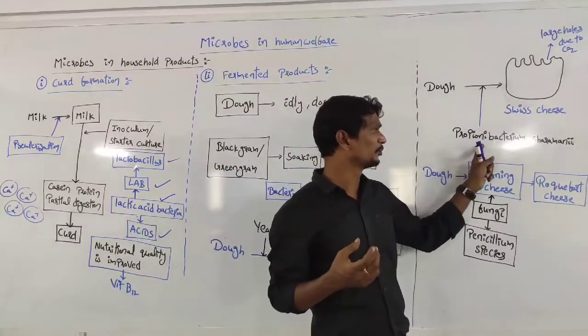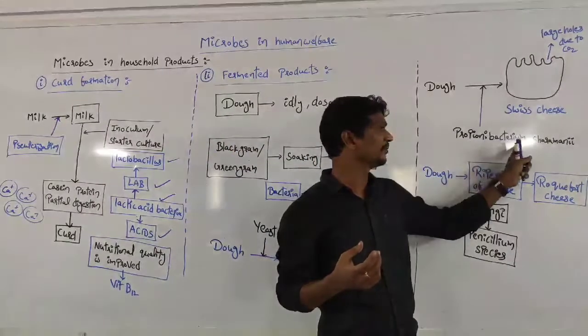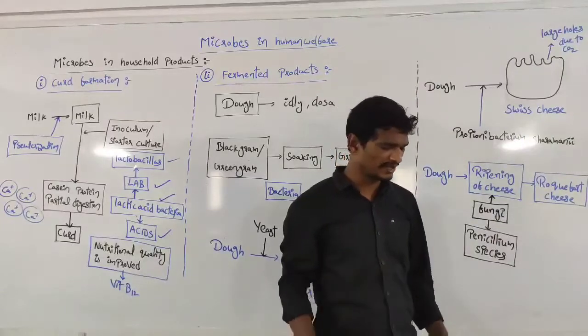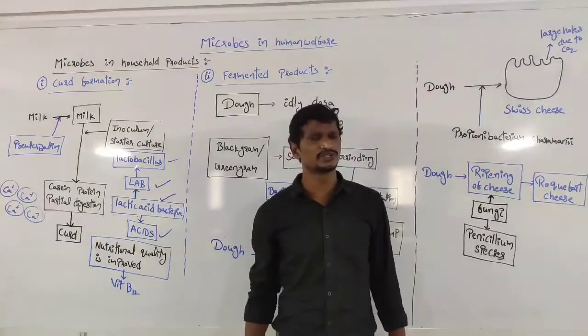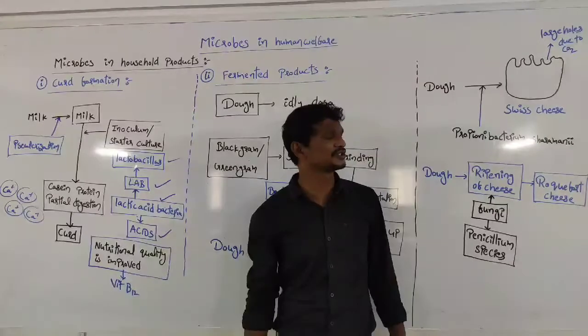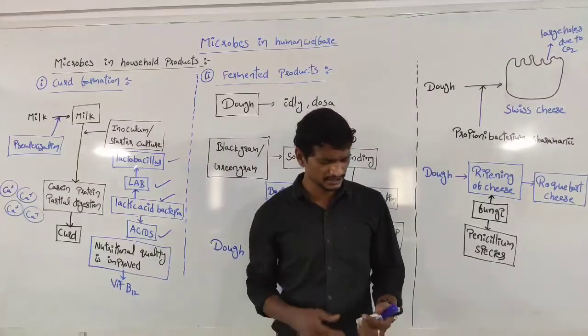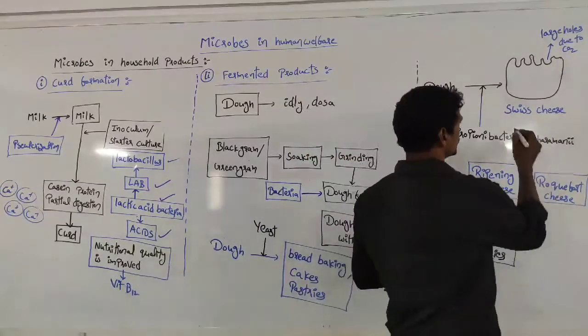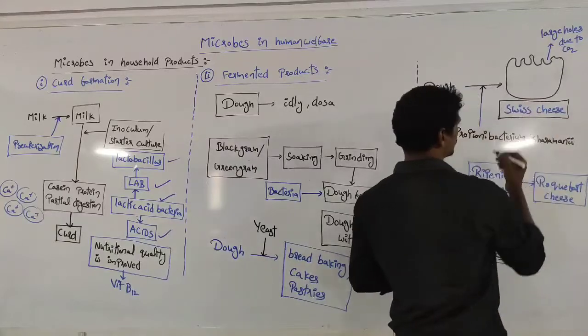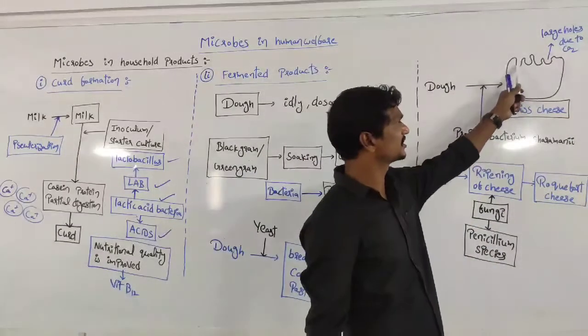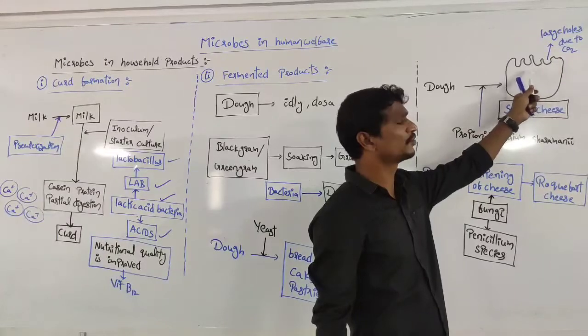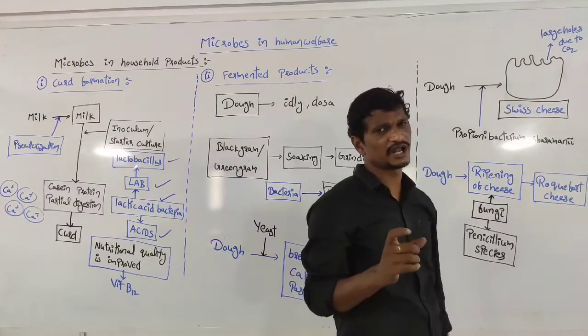Okay, in that case, Propionibacterium shermanii, right? That is one of the organisms we are using to produce the cheese. That cheese is called Swiss cheese. Remember, that cheese especially produces large holes. That cheese produces large holes.